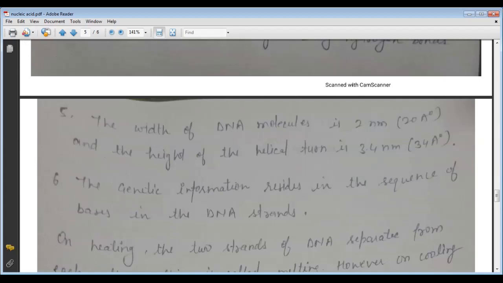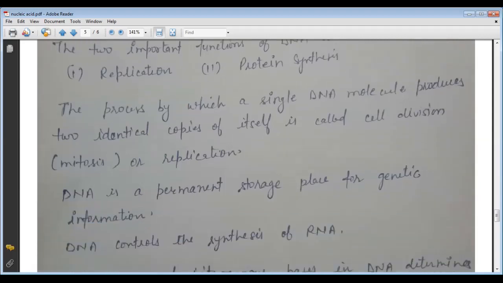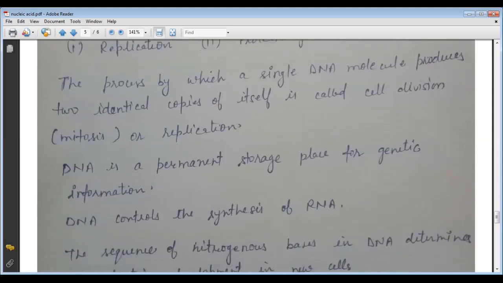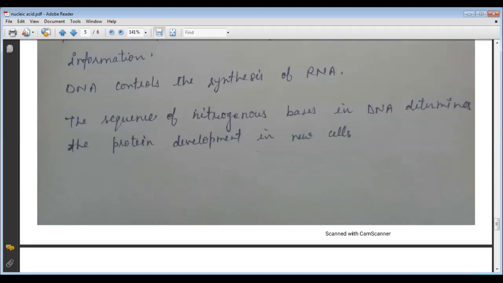Now come to these points. We have already discussed them, and now come to the functions of the nucleic acid. There are two main functions of the nucleic acid. First is replication, and another is protein synthesis. In the replication process, the DNA molecule produces two identical copies of itself. And as we know, the DNA stores all the genetic information. One more thing is that the DNA controls the synthesis of the RNA, or takes part in protein synthesis. So now I stop my lecture.